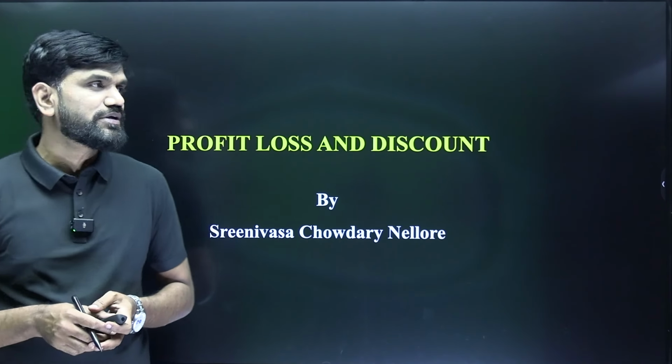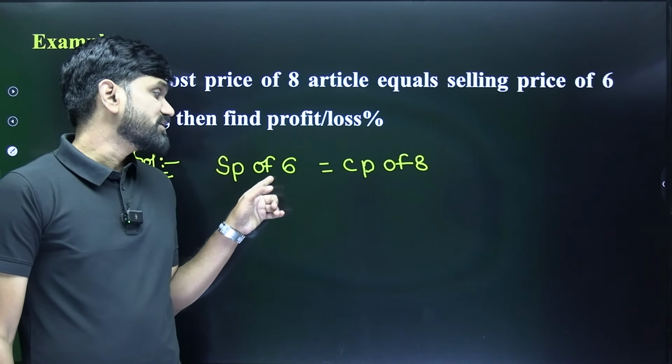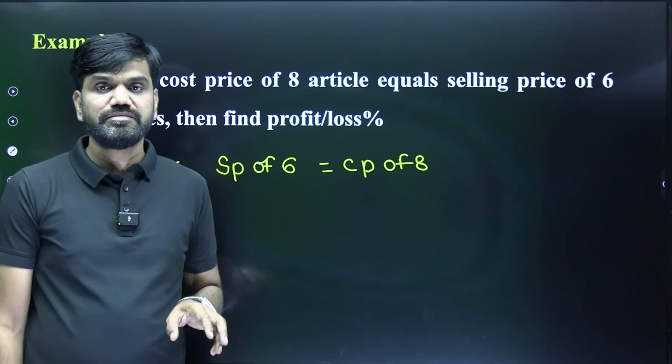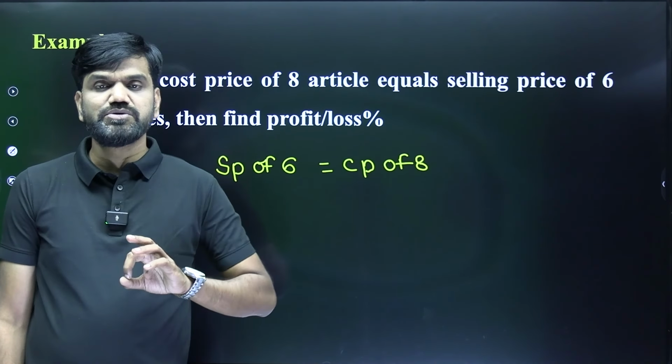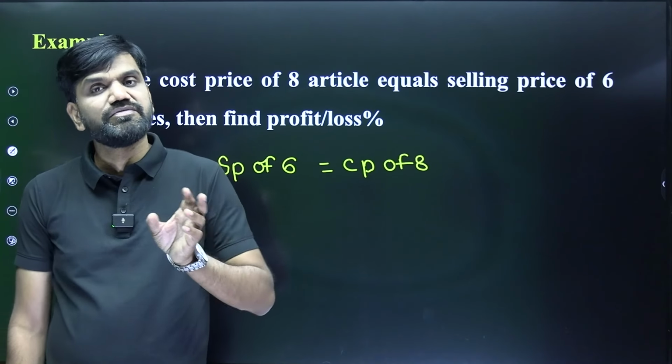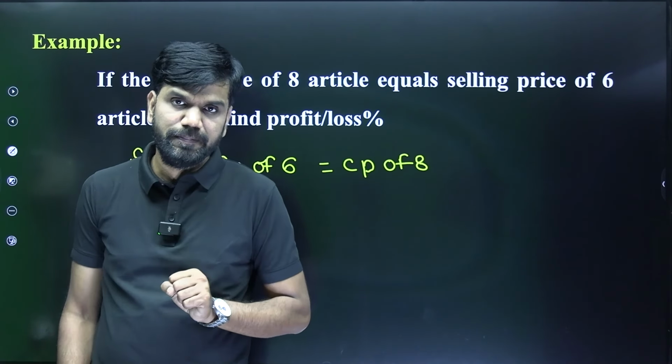So if by selling 6 articles I get the cost price of 6 articles, there is no profit or loss. But by selling 6 articles, I am getting the money of 8 articles. Means there is a gain, because I sold only 6 articles, yet I am receiving the money for 8 articles. That's what we mean.